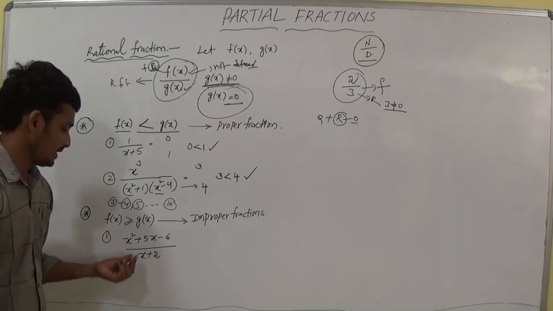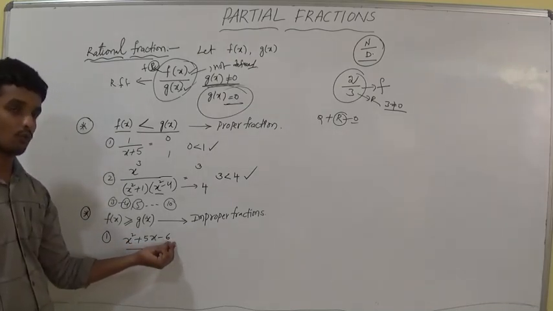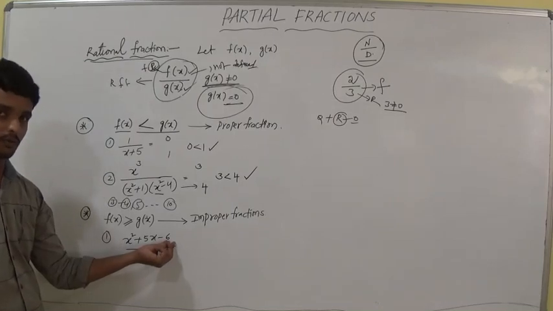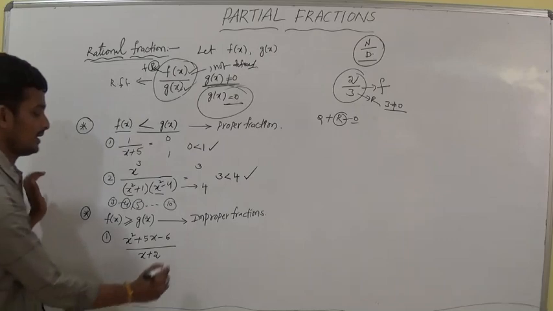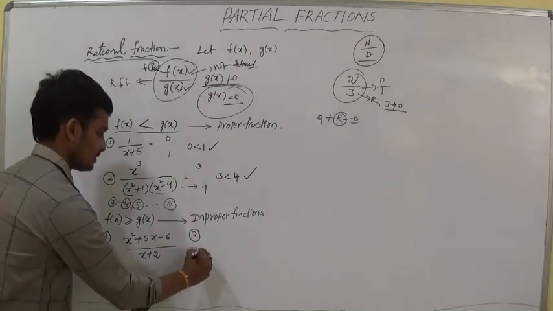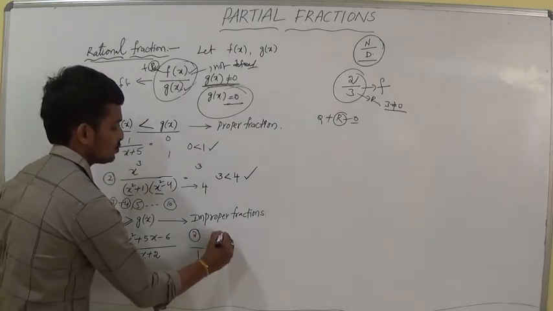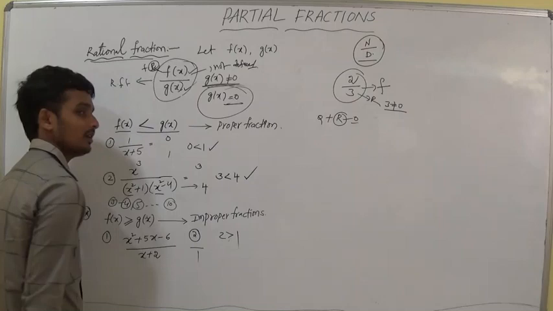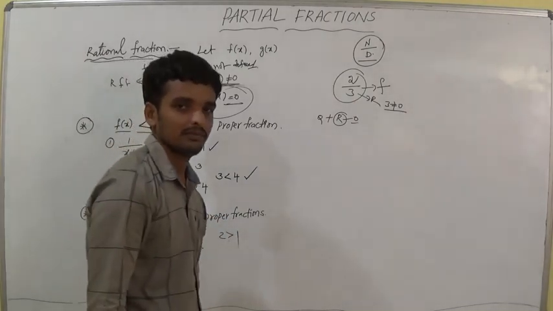If you observe these two, x square plus 5x minus 6, this is a quadratic polynomial or quadratic function. How can you say that? The degree of the polynomial is 2. Numerator is 2 and the denominator is 1. So we can confidently say that 2 is greater than 1, then the fraction is called an improper fraction.